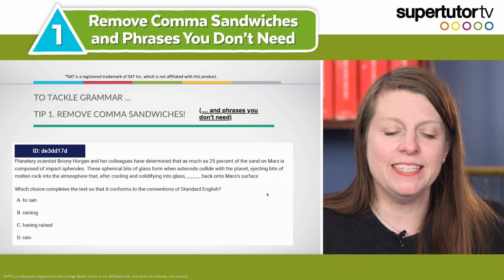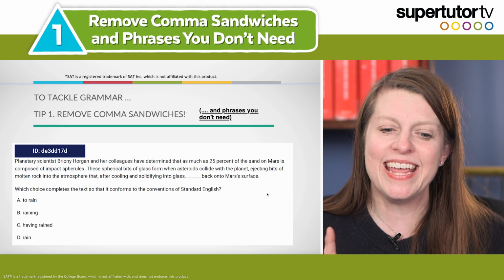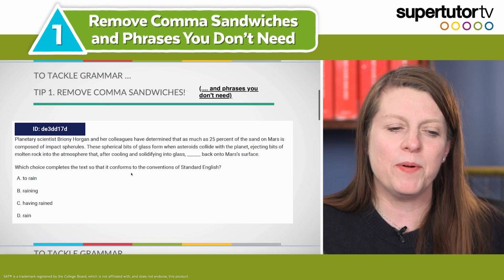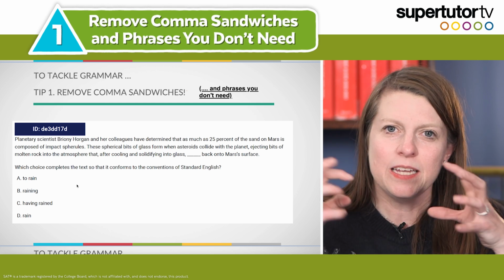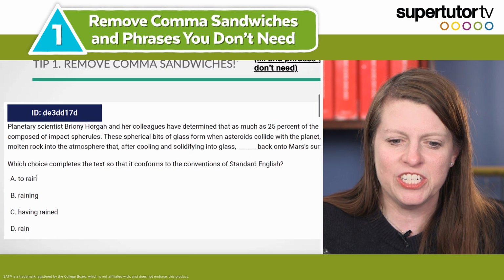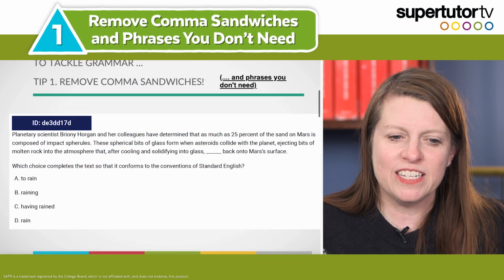My first tip is a grammar tip, number 1: remove comma sandwiches and any phrases you don't need. When you're trying to figure out the grammar of a sentence, whether it's subject-verb agreement, pronouns, or some other kind of sentence structure question on the SAT, a good thing to do is to get rid of or ignore phrases and clauses you don't need.